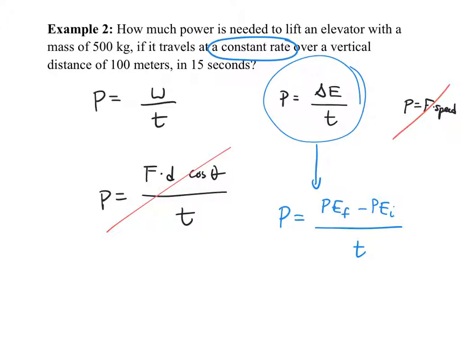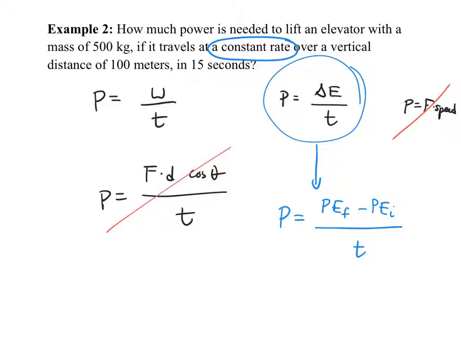I'm going to rewrite the formula for whatever is changing. Just like MEI and MEF, this takes on whatever's going on in the problem. You end with potential energy. You started with potential energy. Therefore, this is the change in energy. There are no other energies in this problem involved.